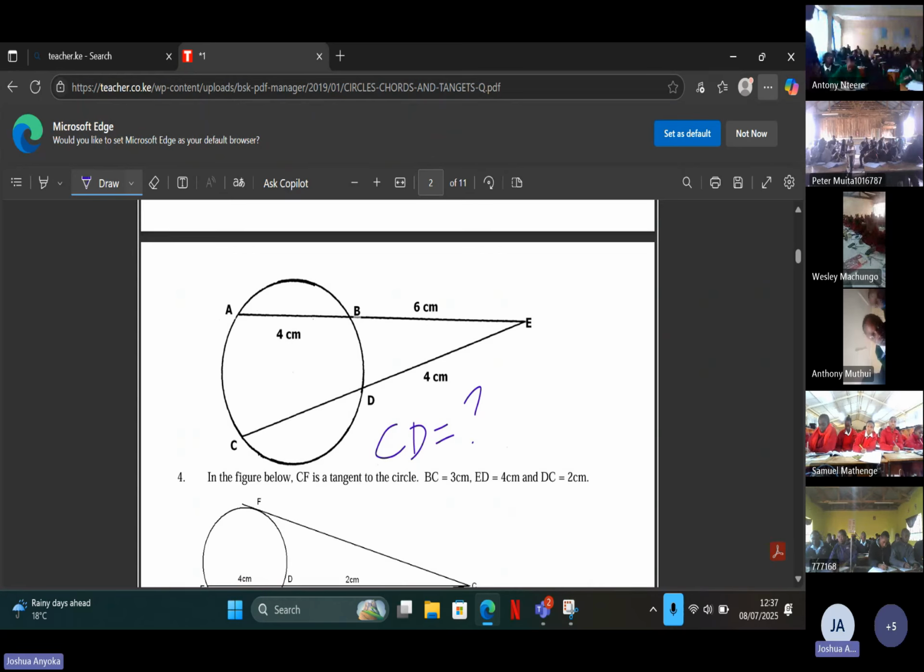Tumutumu, guys, I see your hand is up. Once you are done, you raise up your hand and give us the response. I want you to work out the value of the length CD in this diagram.